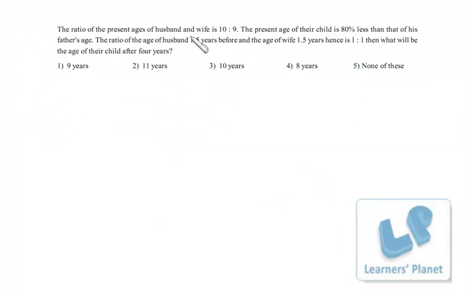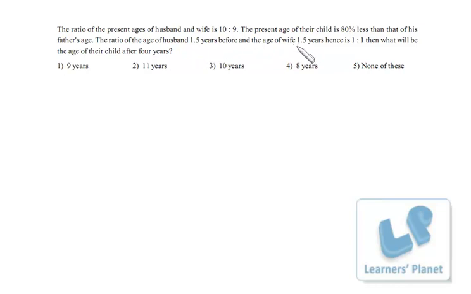The ratio of present ages of husband and wife is 10:9. The present age of their child is 80% less than that of his father's age. The ratio of the age of husband 1.5 years before and the age of wife 1.5 years hence is 1:1. Then what will be the age of their child after 4 years? Okay. So before 1.5 years and after 1.5 years.